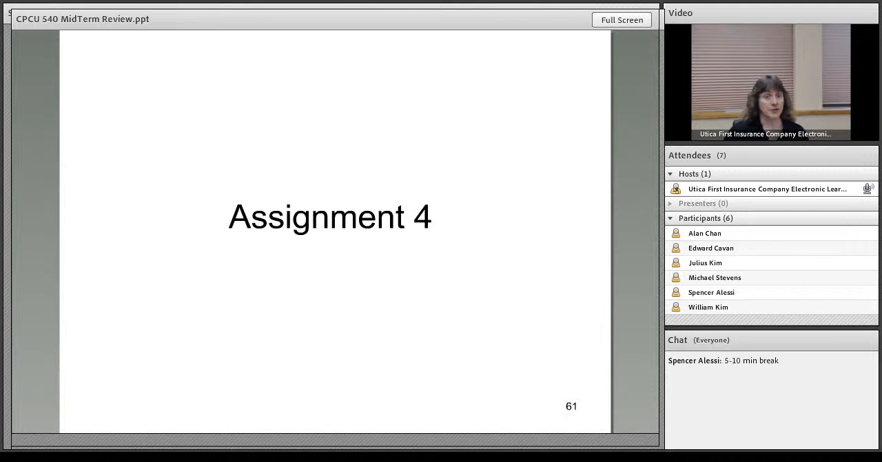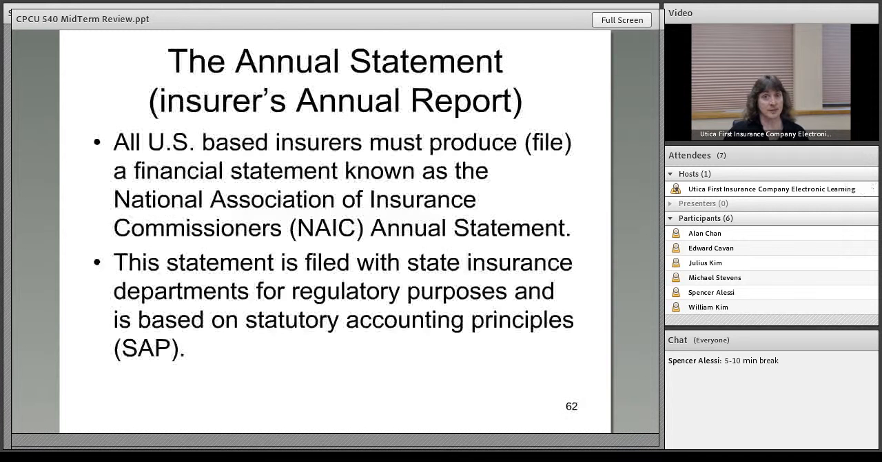Okay, so that took care of our financial statement analysis. Then we went to assignment 4, and that dealt with insurance companies. I think it was the SAP accounting. And we've talked about a lot of these things.